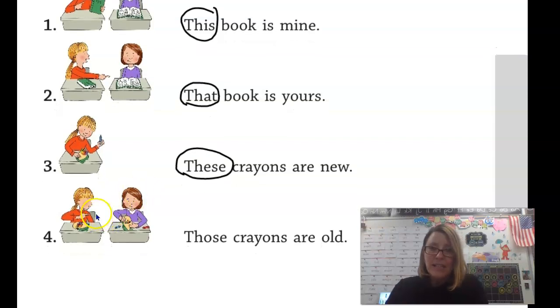And then she says to her friend, now this isn't very nice what she says. She points to her friend and she says, those crayons are old. That's kind of sassy. Why would you say that to your friend? That's not very nice. Can you imagine you're sitting in class and you've got your old crayons? You're like, what? They're all broken and sad, like they always are at the end of the year. Ugh.